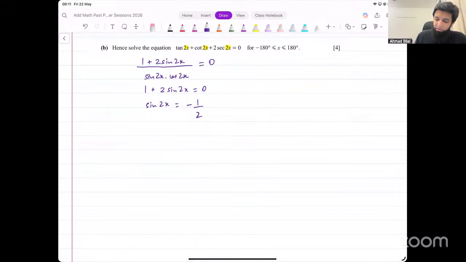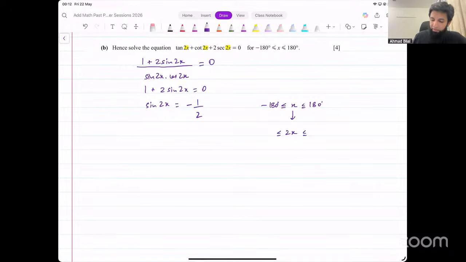We have to adjust the interval. X is between negative 180 and positive 180. The angle is not x here. The angle is 2 times x. So what's the interval for 2x going to be?